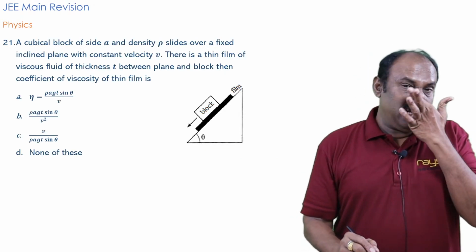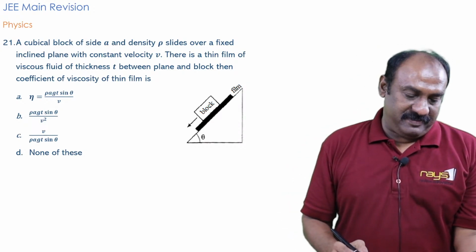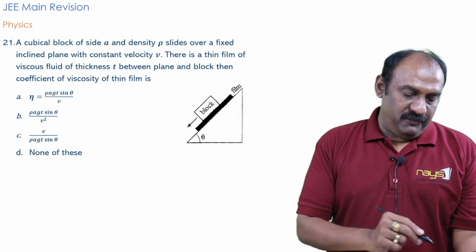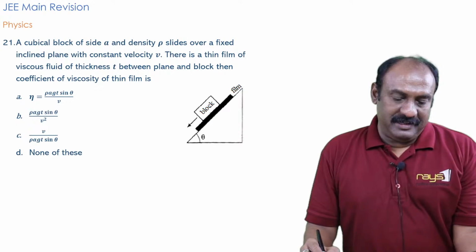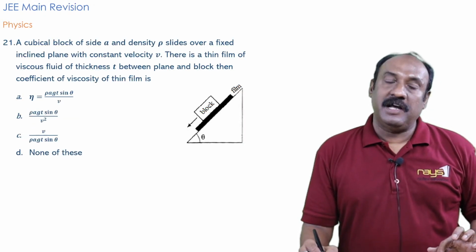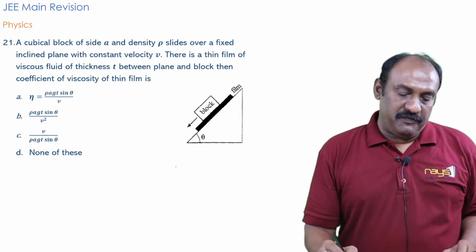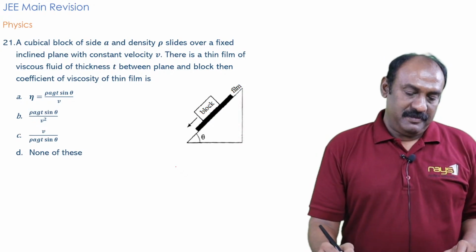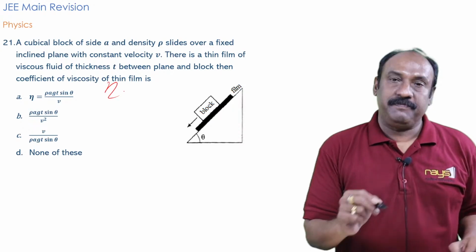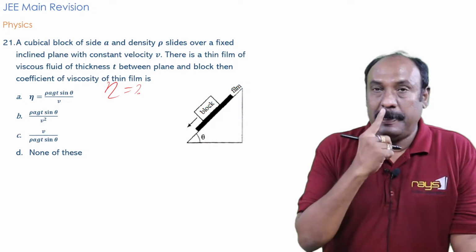Question number 21. A cubical block of side A and density rho slides over a fixed inclined plane with a constant velocity. There is a thin film of viscous fluid of thickness T between the plane and the block. Then the coefficient of friction is nothing but in the form of coefficient of viscosity given for the thin film. What we want to calculate is the coefficient of viscosity eta.